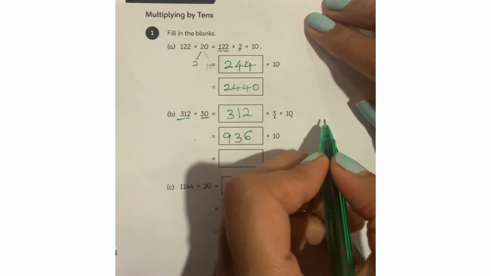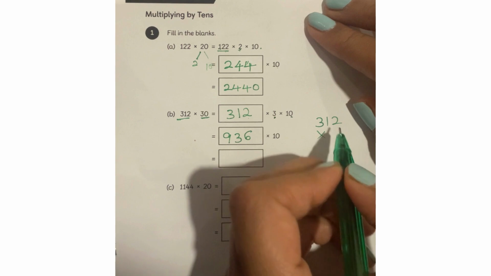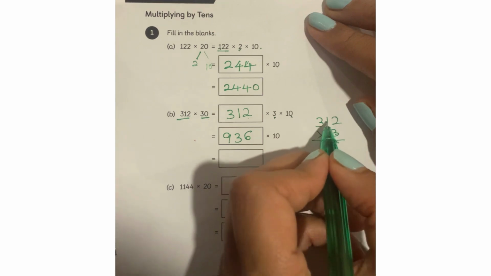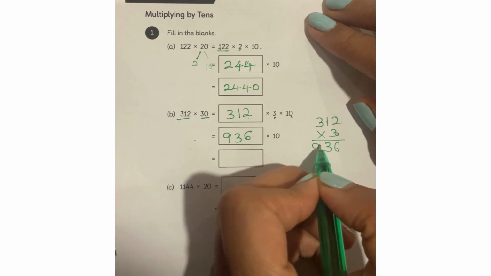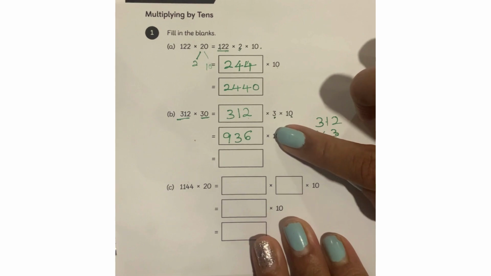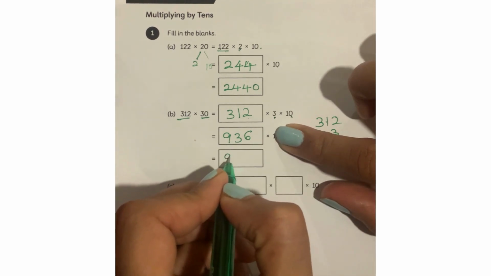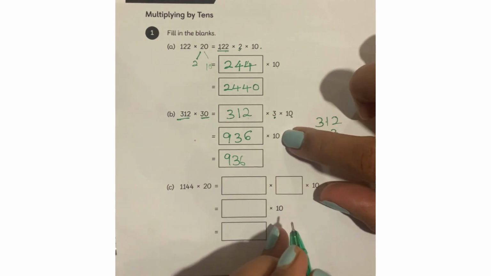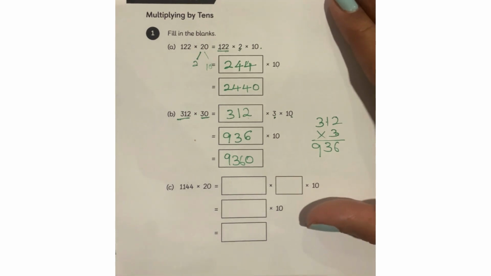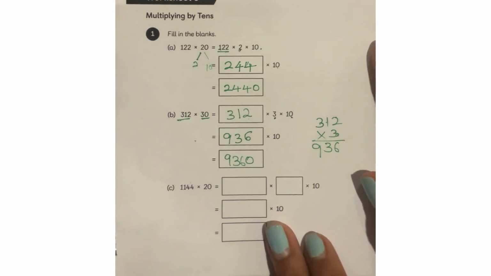You can do it in a rough column as well, just in case you want to confirm it with the column method. Okay, so again, 3 times 2 is 6, 3 times 1 is 3, and 3 times 3 is 9, right? Again, I'll do the same thing I did above. Number multiplied by 1 is the number itself. And what did I hide here? 0. So I will get 9360.